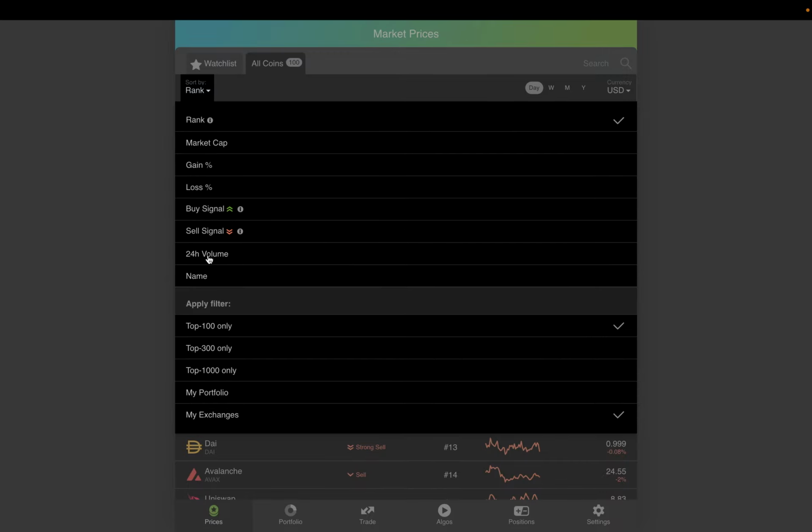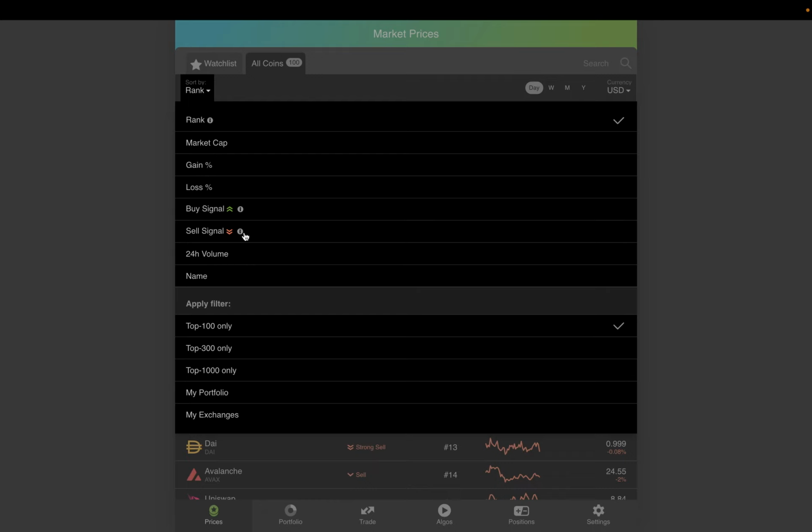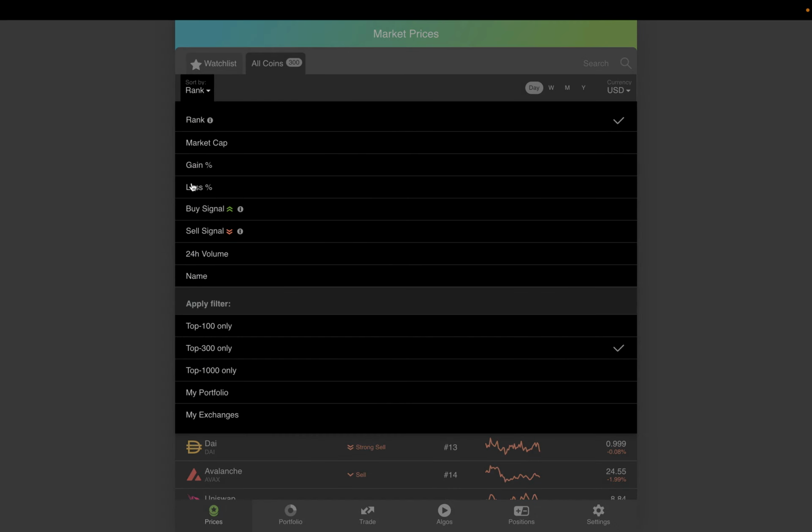But now, given that in the first 100 there are a lot of stable coins, a lot of wrapped assets, the utility of the top 100 is actually less than it was. So that's why we're introducing two new ones: top 300 and top 1000, right? So you go with top 300, and you can see here there are only 300, and you can actually now rank them.